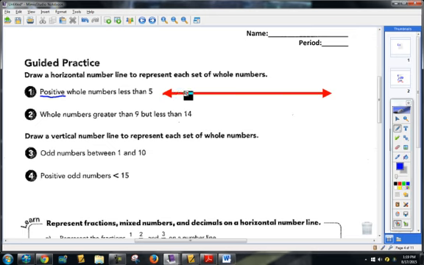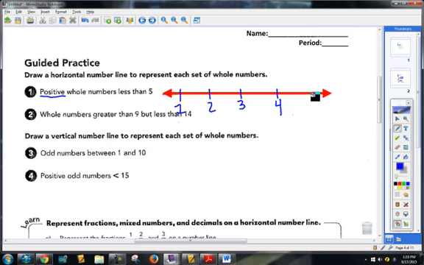Okay, so first thing I'm going to say is, if this was 0 right here, is there anything positive on that side of 0? Hopefully you're all saying no. It can't be. So the first whole number is 1. Obviously, then we're at 2. Are 1 and 2 both less than 5? Yes. Then I can go to 3. Then I can go to 4.